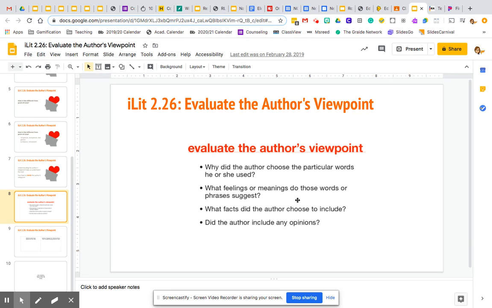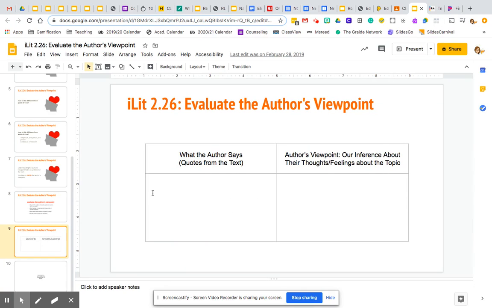That's a big one, especially when we're thinking about argumentative or persuasive pieces, right? They can choose to include some things to back up their point and leave other things out that might detract from their point. And did the author include any opinions there? So you can use a T-chart like this one to help you keep track of it. You can look at quotes from the text, so what the author says, and then from those quotes you can stop and make an inference about the author's thoughts or feelings about the topic.